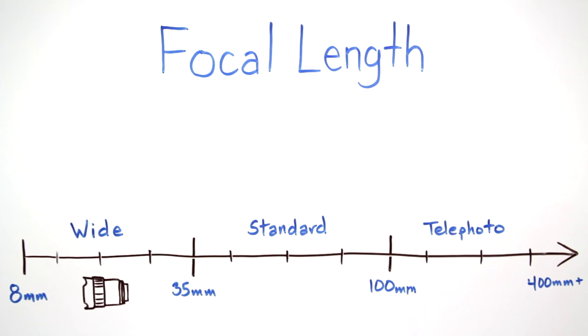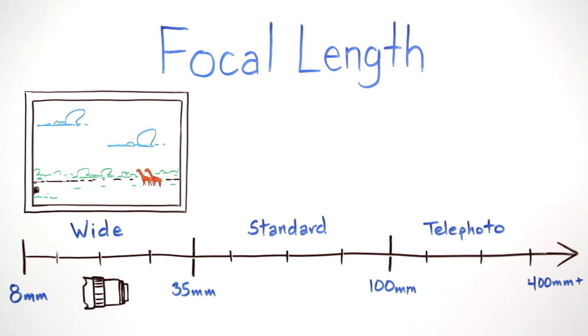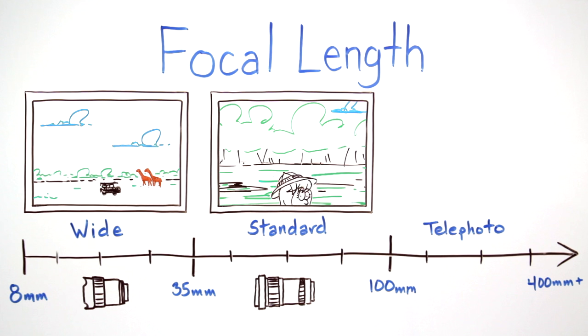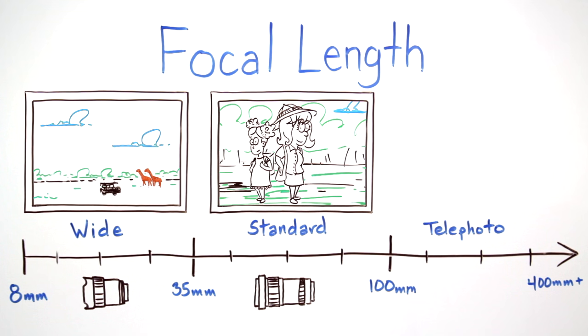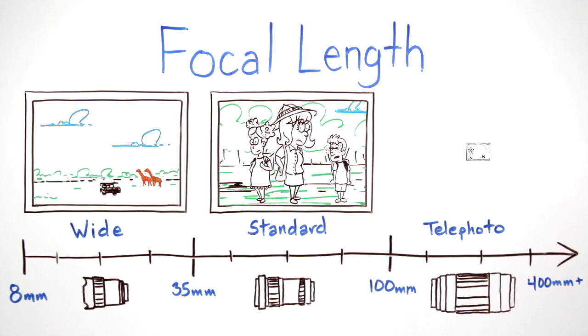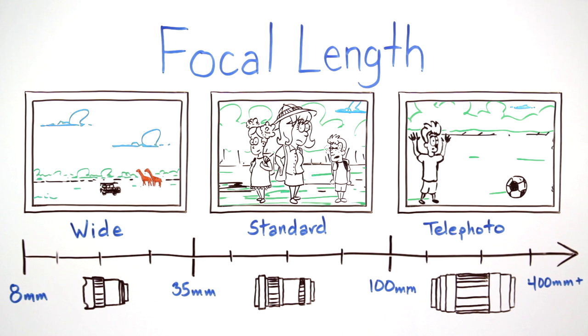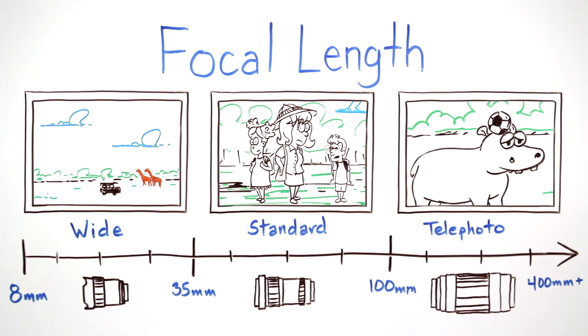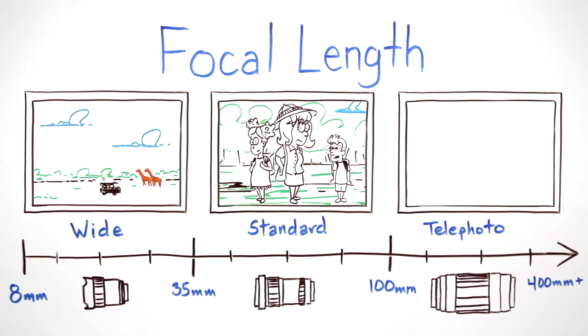Wide lenses are, well, wide. They're great at capturing those large group photos and expansive landscapes. Standard lenses are good for portraits and general photography and make subjects appear as they do to the naked eye with little distortion or magnification. Telephoto lenses excel at capturing close-up shots of sports, wildlife, and even wildlife playing sports.